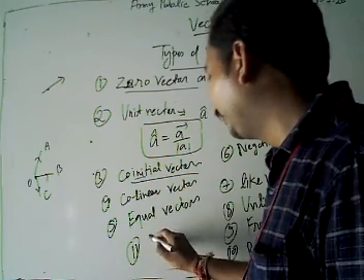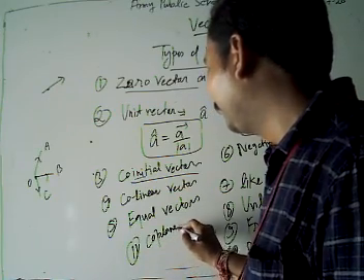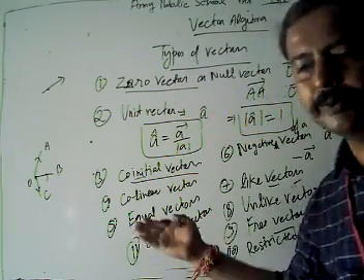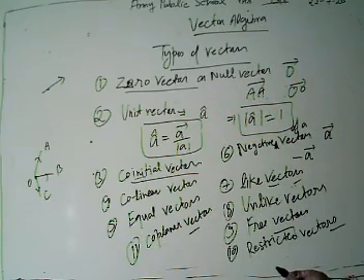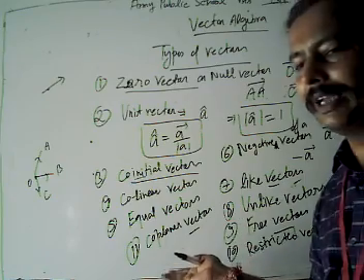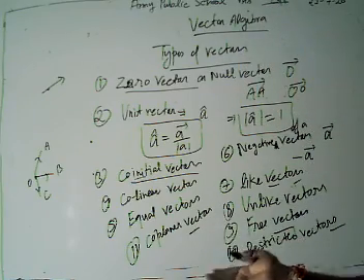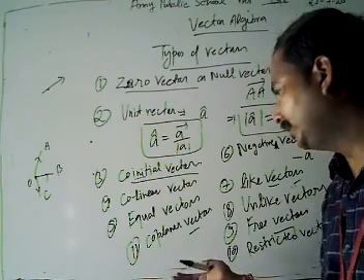And then, the 11th, we can also use coplanar vectors. Obviously it is clear by its name, coplanar. What is the meaning of coplanar? Vectors which lie in the same plane, or which are parallel to the same plane, are known as coplanar vectors.